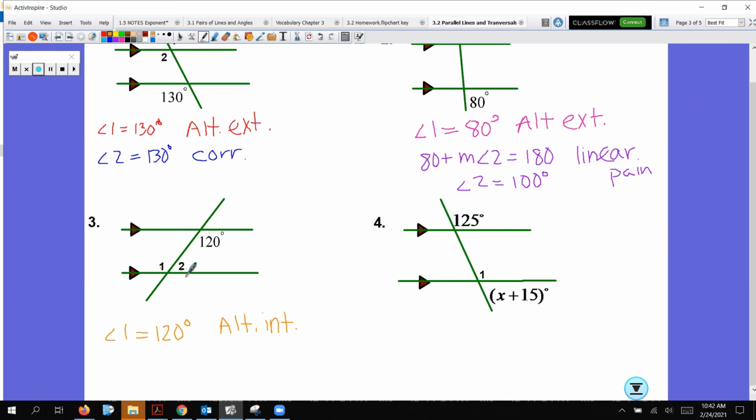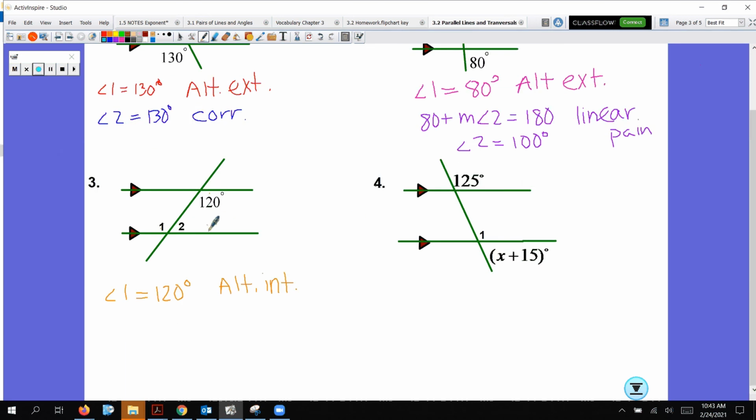Angle 2 and 120 degrees are consecutive interior. They are supplementary. It is also a linear pair with angle 1, which is also supplementary. But because consecutive interior is a new concept, I want to talk about that. So angle 2 plus 120 degrees equals 180. That's what it means when they're consecutive interior.